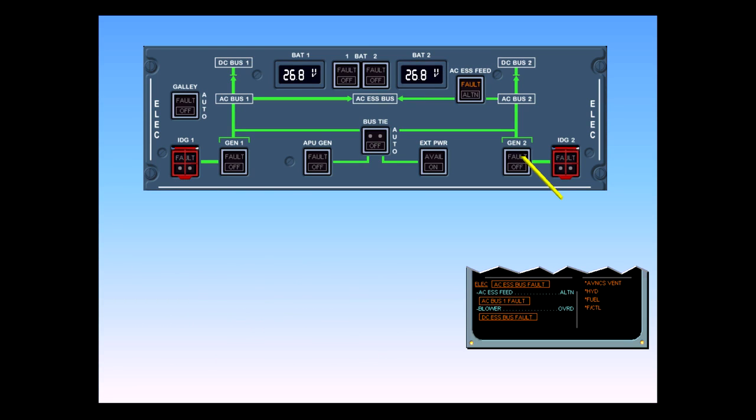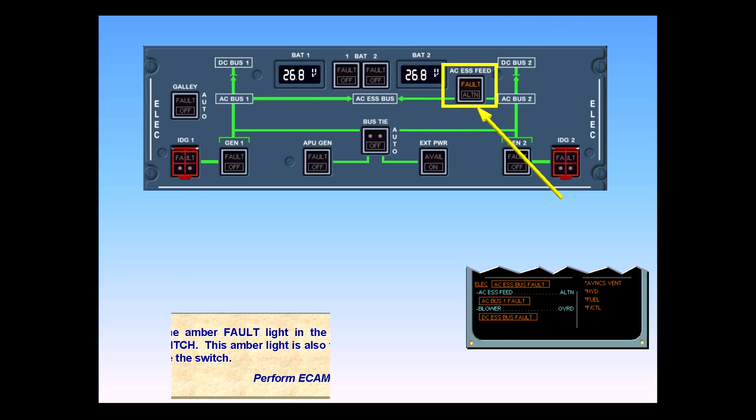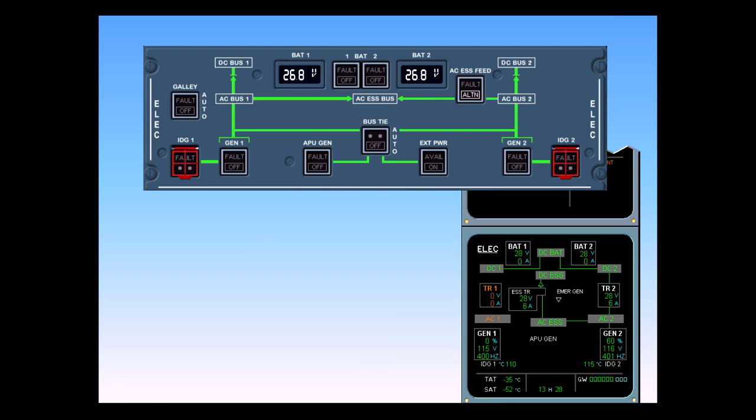Note the amber fault light in the AC Essential feed switch. This amber light is also telling us to operate the switch. Perform ECAM action. The amber fault light has now been replaced by a white alternate light. This means that the AC Essential Bus is now powered by its alternate source, AC Bus 2.